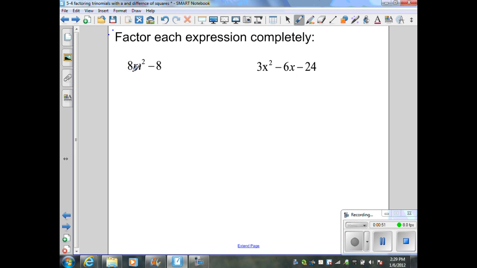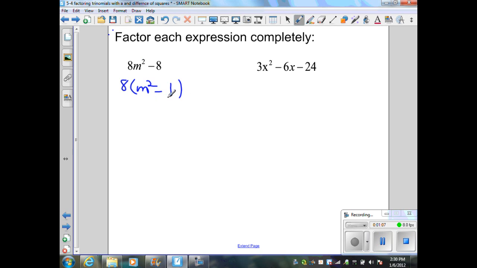Let's work some examples to factor completely. Here I have a binomial, 8m squared minus 8. First rule is to factor a G.C.F. Here I can factor an 8 out of my binomial. 8m squared divided by 8 leaves me m squared. Bring down the minus sign. 8 divided by 8 leaves me 1.